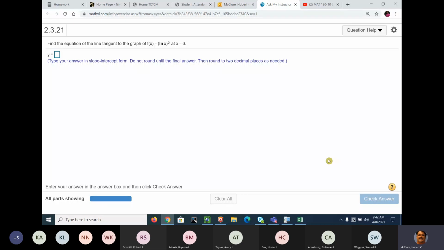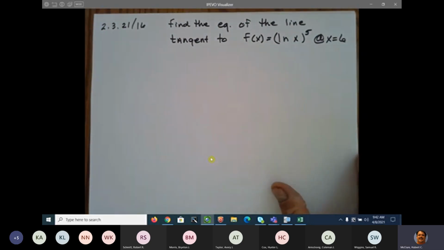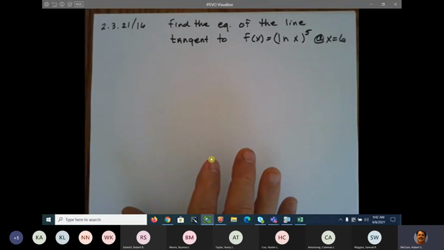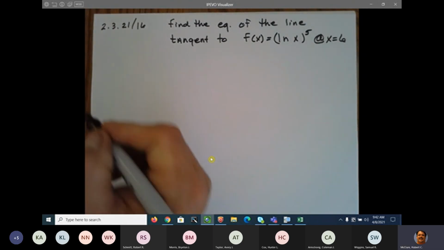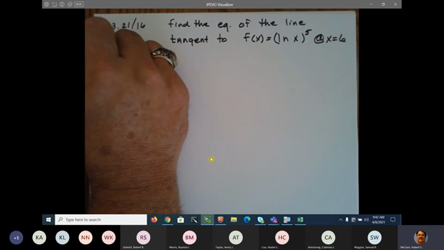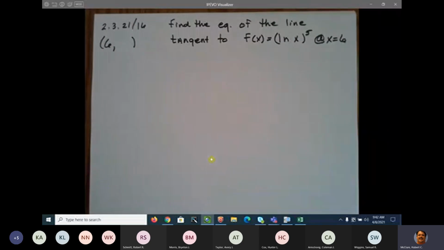I actually like this question. It's a good test question also. Why do I like it? Because it uses what you know of algebra and calculus at the same time. First of all, we got to get an x and a y, because in order to find anything having to do with the tangent line, after we find the derivative, you've got to have an x and a y. So with that being said, 6, comma, and we're going to plug 6 into that natural log.